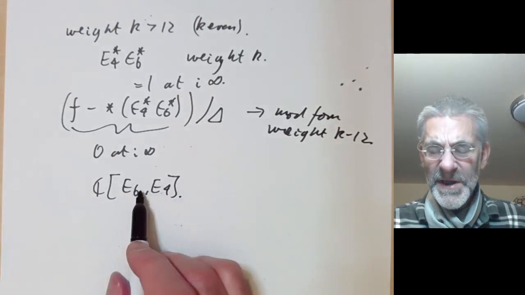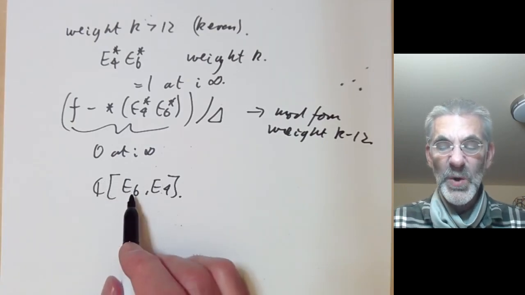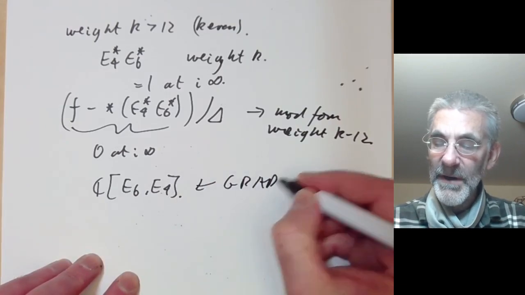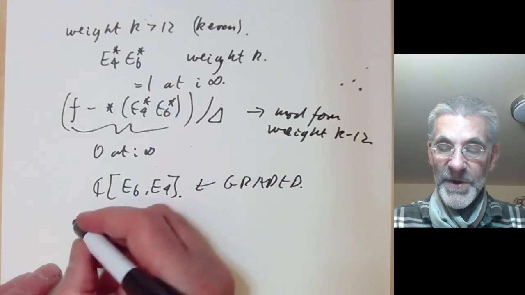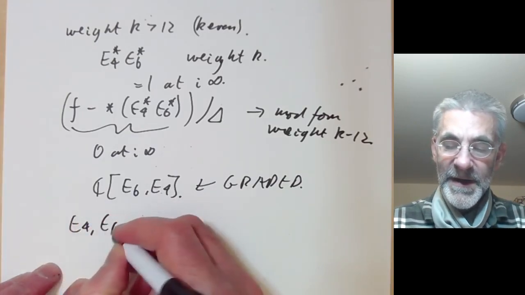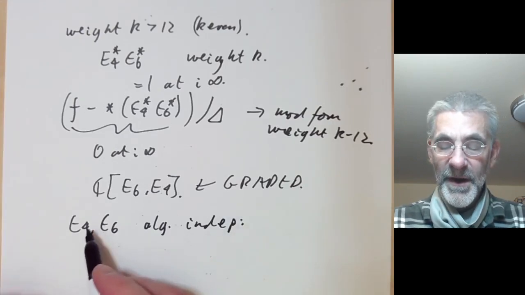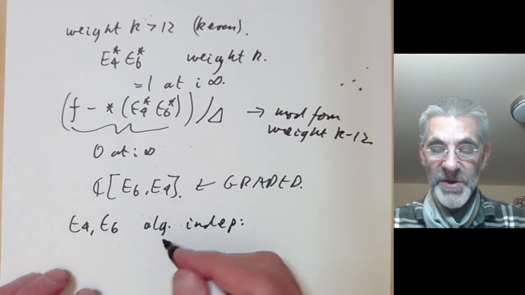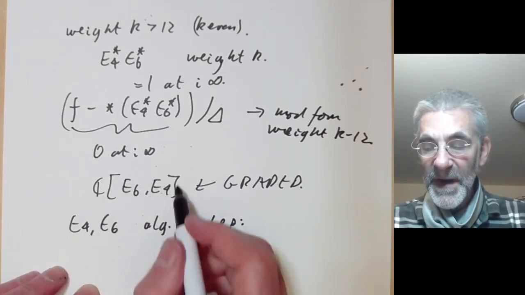Well, strictly speaking, elements of this ring aren't all modular forms. It's only the ones of a fixed degree that are modular forms. So we should remember this is really a graded ring, and it's the graded pieces that are the modular forms. We should check that E4 and E6 are algebraically independent. In other words, there's no polynomial relation between them. For this, it's sufficient to look at the polynomials of fixed weight.